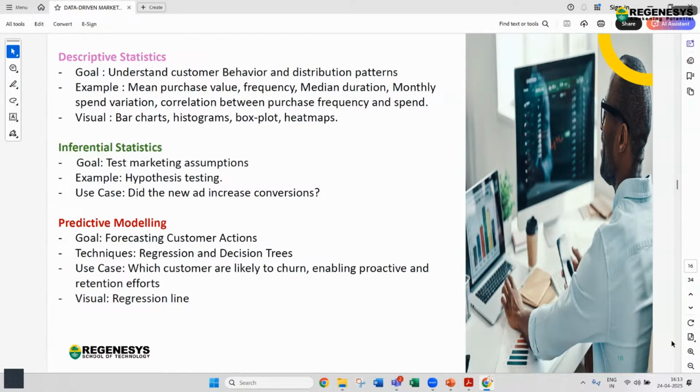Then next is predictive modeling. If you want to predict, then we make use of regression or decision trees, for example, which customers are likely to churn, enabling proactive retention efforts. I want to retain the customer. Maybe there are 10 customers, and suppose I have a doubt that 5 of the customers are likely to churn, then we need to think about how I can retain them. So predictive modeling, regression, and decision trees help us to build a model. There are many methods here. In that, we can take up a model and select who those customers are and what we are supposed to do further, making use of regression.